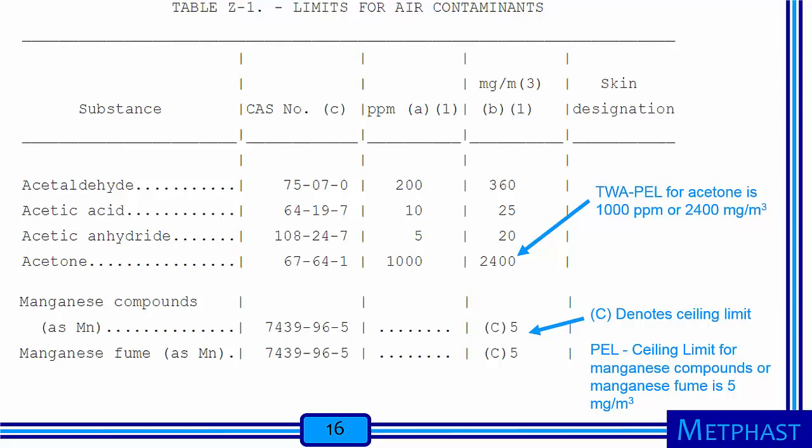How about for manganese? Scrolling down to manganese, I see 5 milligrams per meter cubed for manganese compounds and manganese fume. I also see a C in parentheses, which indicates that this is a ceiling limit. So that 5 milligrams per meter cubed should not occur ever in a facility that has manganese in the air.